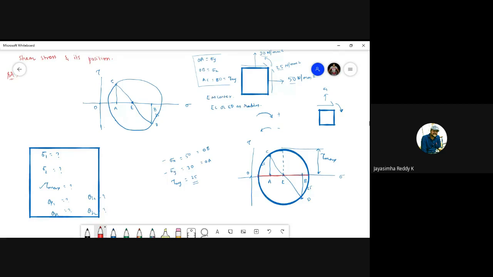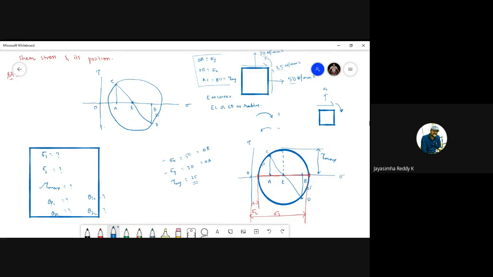So this point, this length over here is nothing but sigma 2. Similarly, this length is nothing but sigma 1. Is it clear, guys? Yes, sir. The extreme ends of the horizontal diameter are sigma 1 and sigma 2.